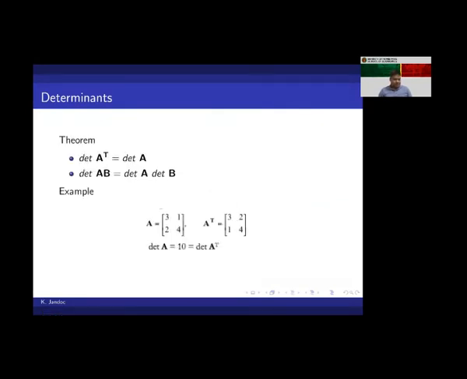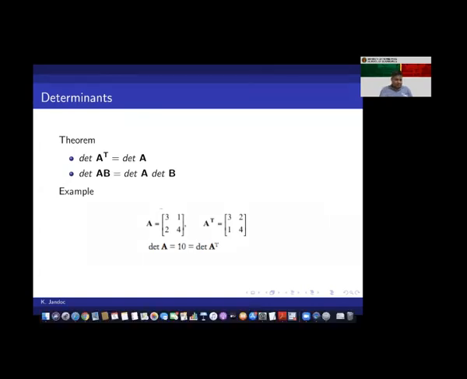Here are some theorems. The determinant of A transpose is the same as the determinant of A. Okay? The intuition is that since determinants are computed by getting the associated cofactors of each of the entries, whether it's row or column, it doesn't matter. So in a transpose, the rows become the columns, or vice versa, the columns become the rows. Okay, so it doesn't matter there. So the determinant is the same for both a matrix A and its transpose.